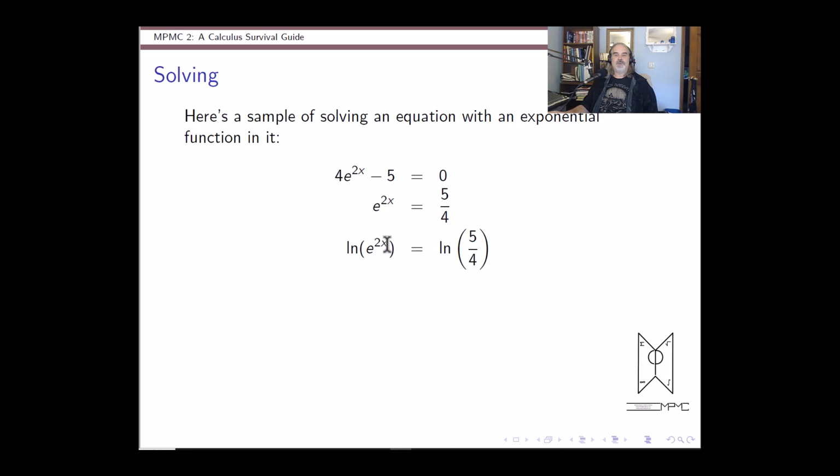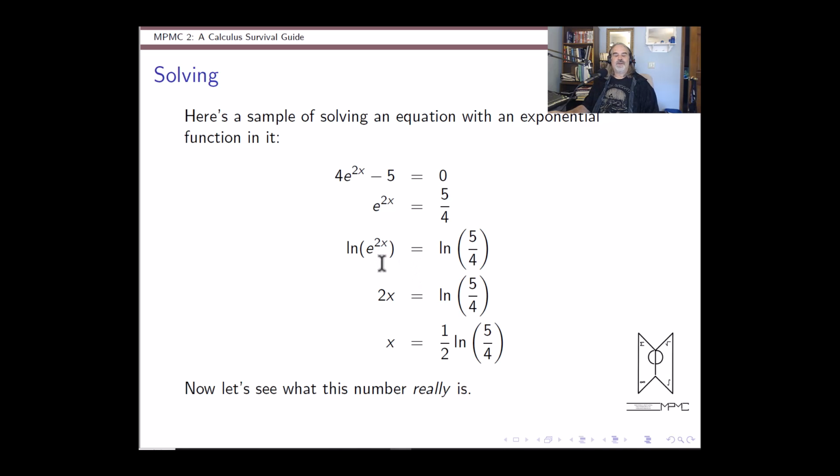So we take the natural log of both sides of this equation. The natural log and the e do to each other what they do. In other words, they're out of there. Now we're left with 2x equals natural log of 5/4, and then solve for x by dividing by 2. Okay, so x equals 1/2 natural log of 5/4.